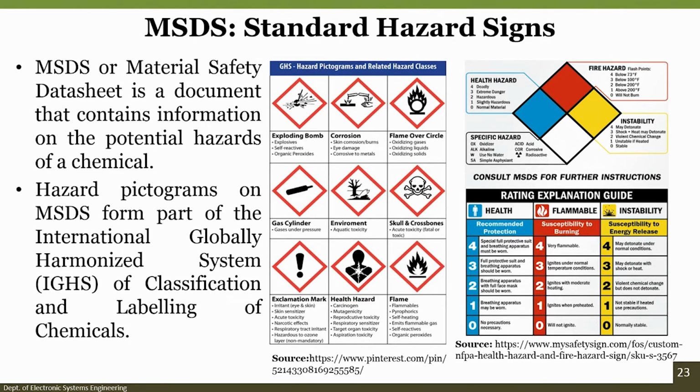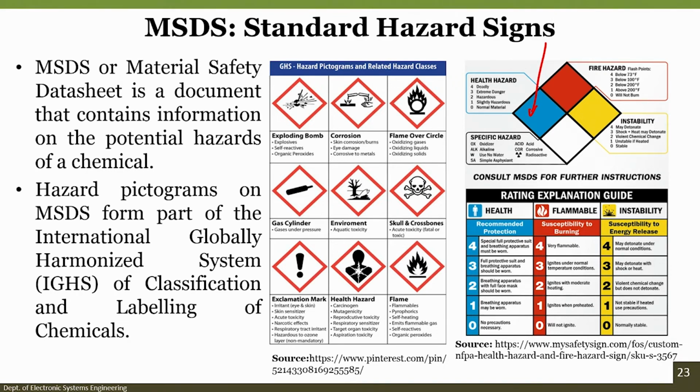Now, you have 4 blocks here, as you can see on the screen. The leftmost block, which is the blue one, shows the health hazard: it can be deadly, extremely dangerous, hazardous, slightly hazardous, or normal material. If it is deadly, you give a 4. If it is extremely hazardous or extremely dangerous material, you give 3. If it is hazardous, 2; slightly hazardous, 1; and normal material, 0.